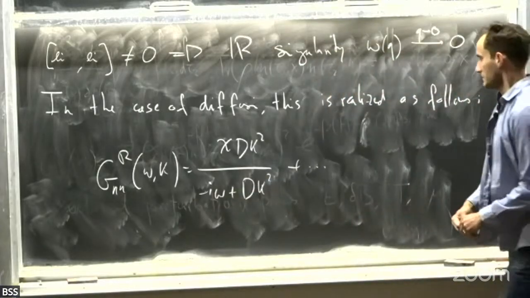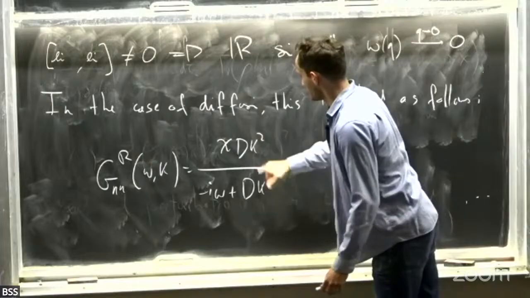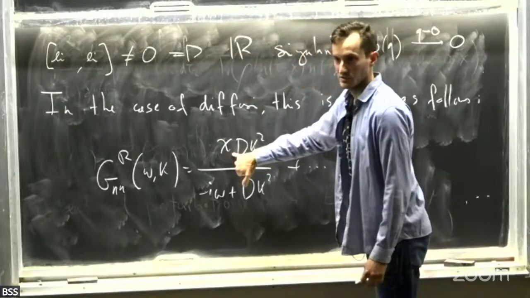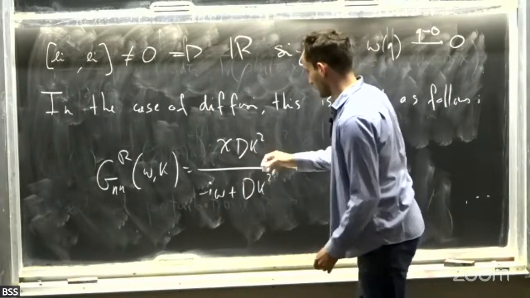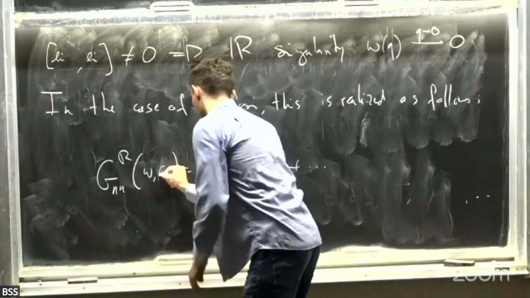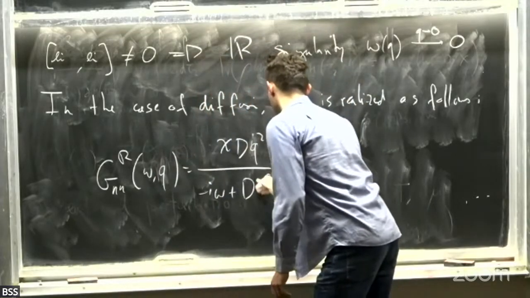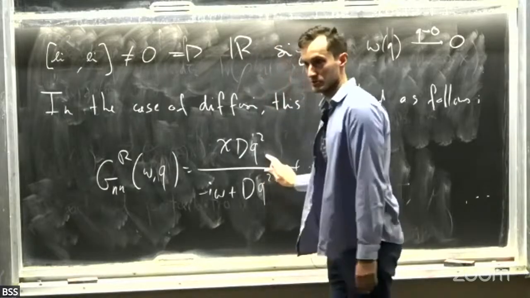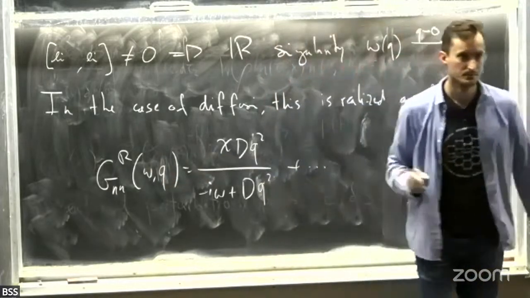Okay, if I take frequency to zero first, these things cancel. I'll get the susceptibility, the charge susceptibility. If I take k to zero, this is what I called Q. If I take Q to zero first, I just get zero, which I should because it's a conserved charge.